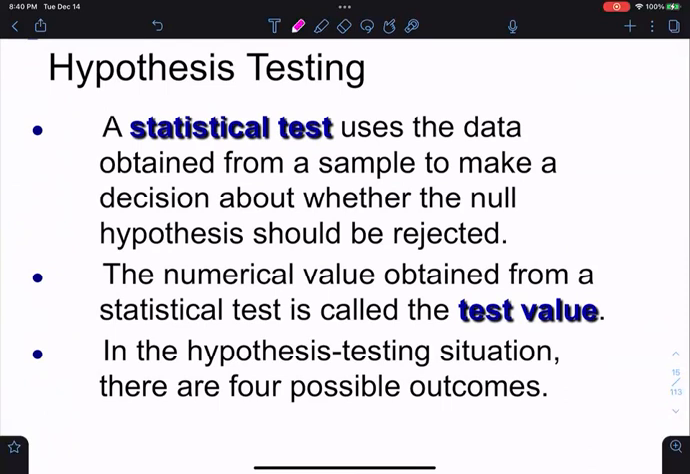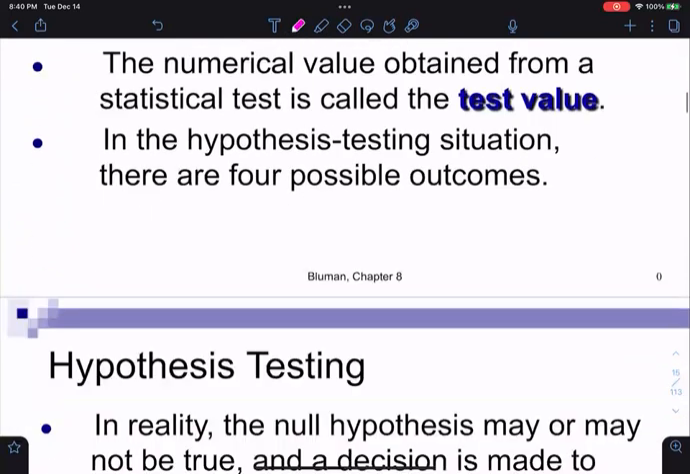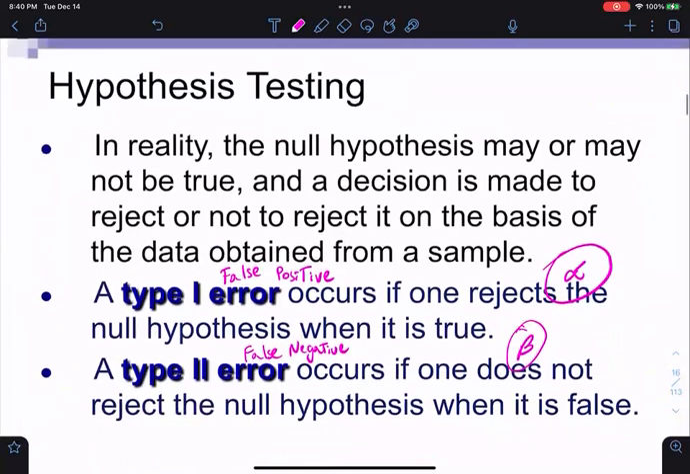In hypothesis testing, there are 4 possible outcomes. In reality, the null hypothesis may or may not be true, and a decision is made to reject or not to reject on the basis of the data obtained from a sample. A type 1 error is reject when it's false. I'm sorry, reject when it's true. So this is a type 1 error, right? Sometimes they call this a false positive.